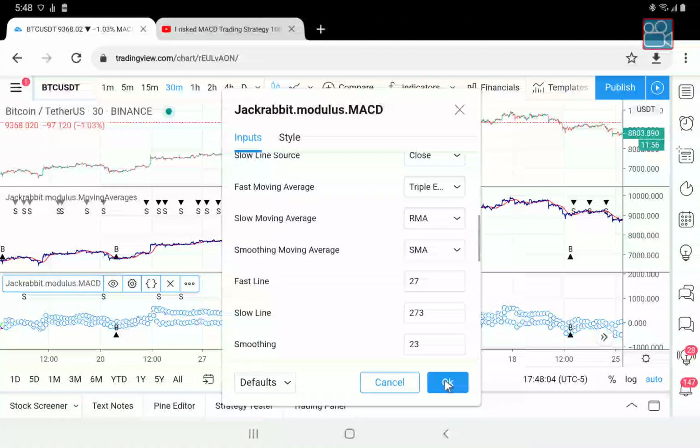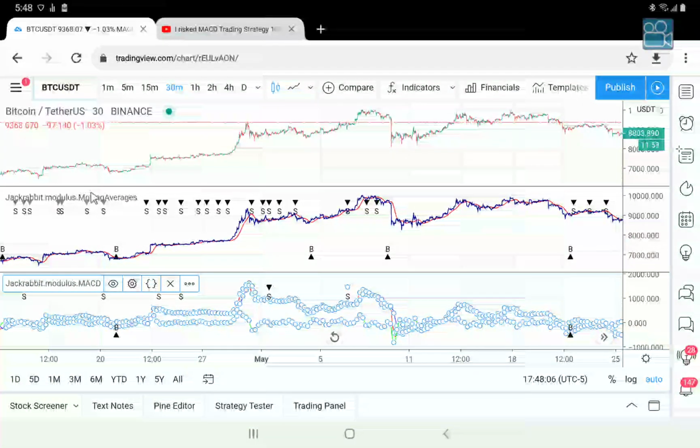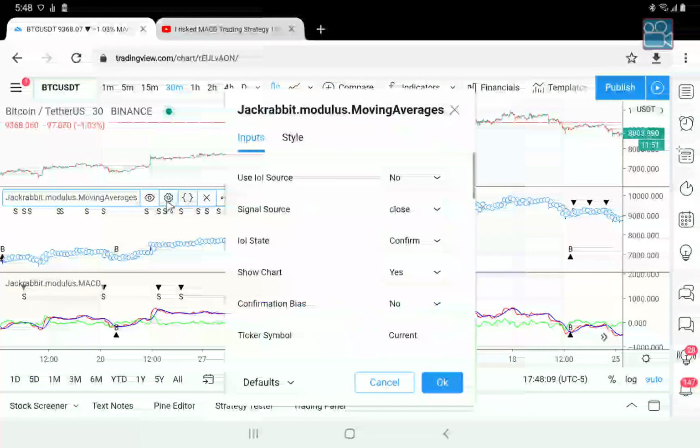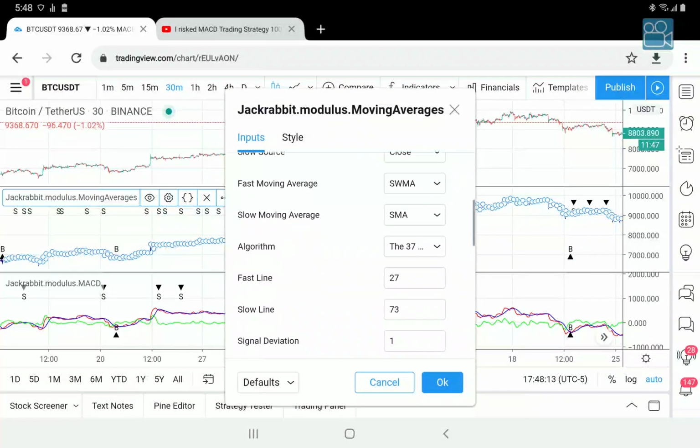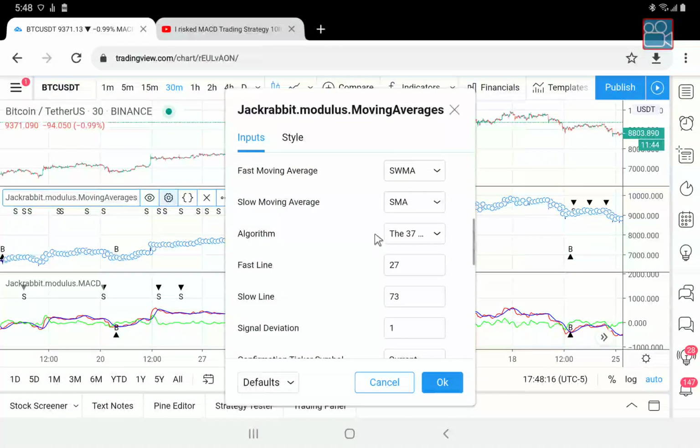So let's get out of this, go back into moving average. All the default stuff until we get to here. Sine wave moving average, ignore this. The 37 rule. 27 for the fast line, ignore this. Signal deviation of 1. Will the 2 work? It might not, I don't know. Try it.